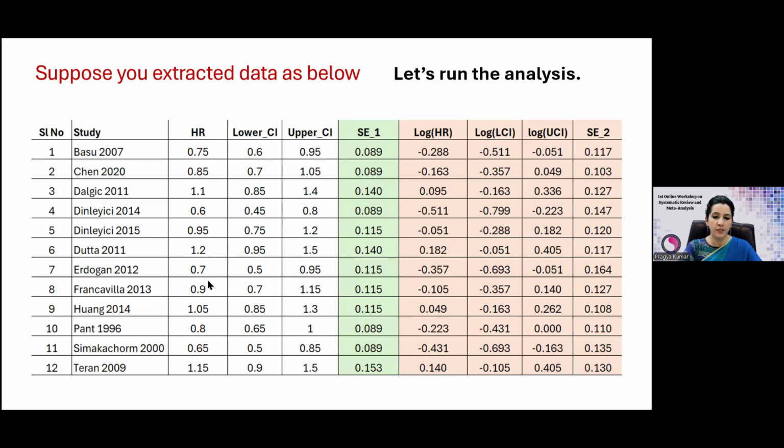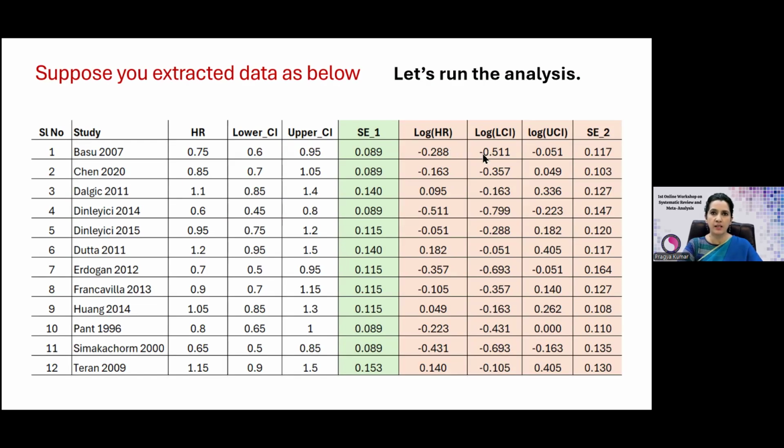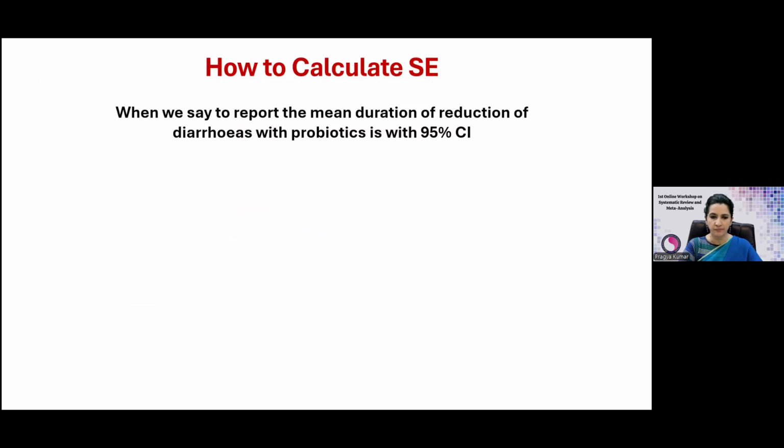Look at the distribution of this outcome, the hazard ratio. If it is normally distributed, then you don't need to convert it into the log. But if it is not normally distributed, then you need to convert it into the log HR, the log of the lower confidence interval and the log of the upper confidence interval. Here it has been done in Excel, but you can do it in Jamovi also. Now, how to calculate the standard error: there is a formula for standard error from the upper and lower confidence interval.